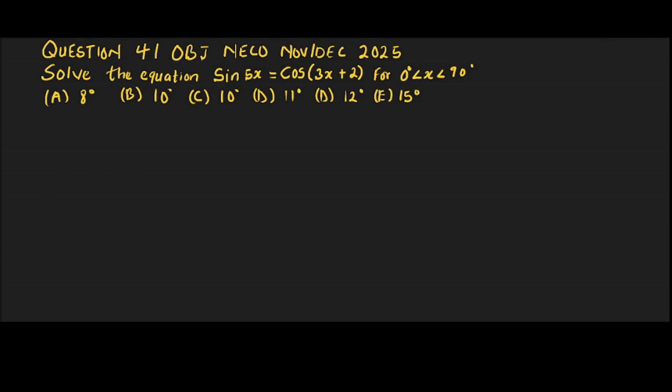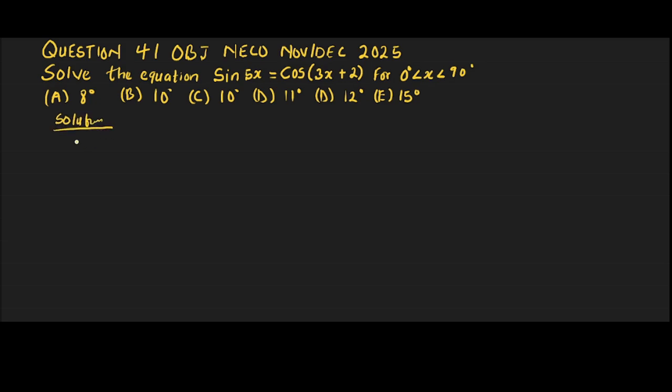Hello, let's take this question. Question 41, NECO November December 2025 objective. Solve the equation sin 5x equals cos(3x + 2), given the range of values x greater than 0 and x less than 90 degrees. That means we've been told that this value is from 0 degrees and it is less than 90 degrees. Solution.